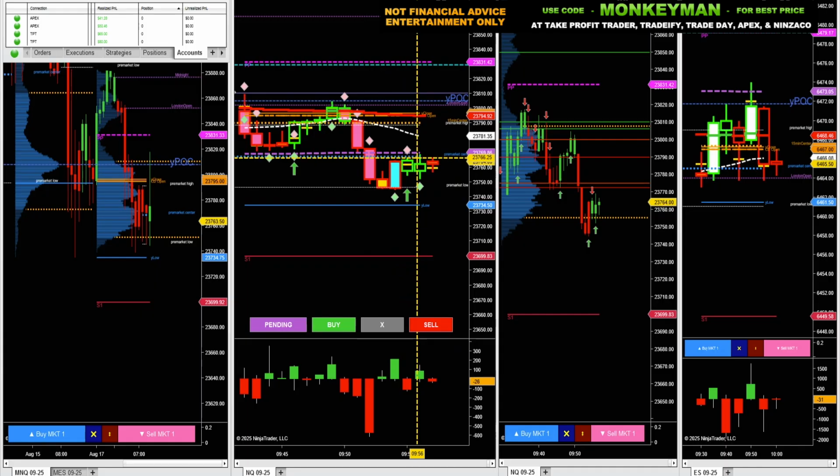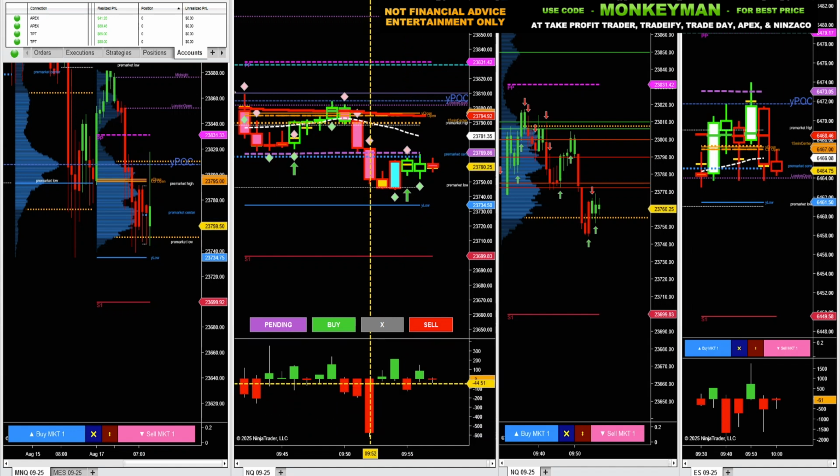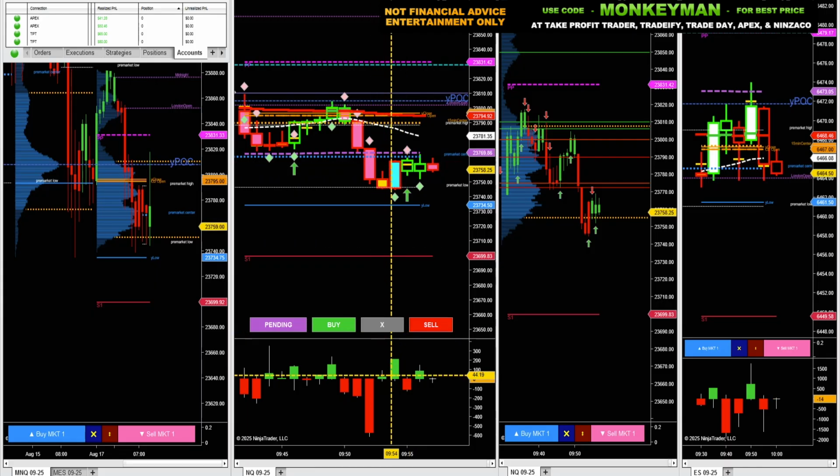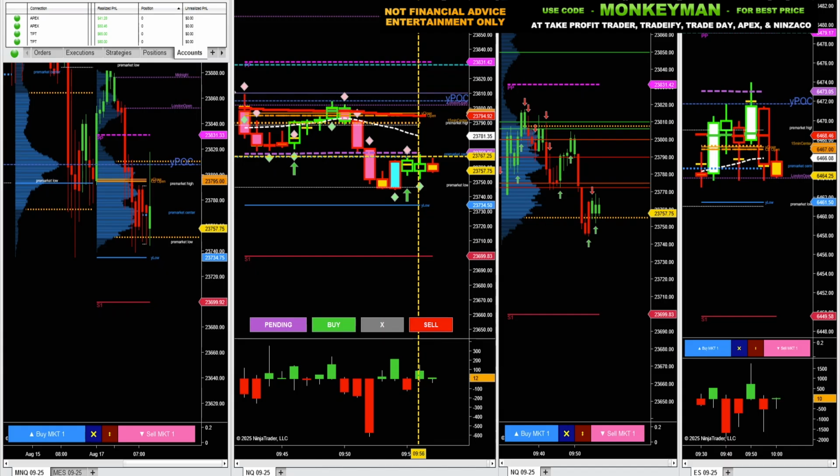I got into a short when we pulled back to this cluster of key levels. We got the pre-market center and the 250 SMA. Just looking at this large amount of delta on this candle, we pulled back. There's really not as much delta. It's starting to drift off. So I grabbed a short at this key level.